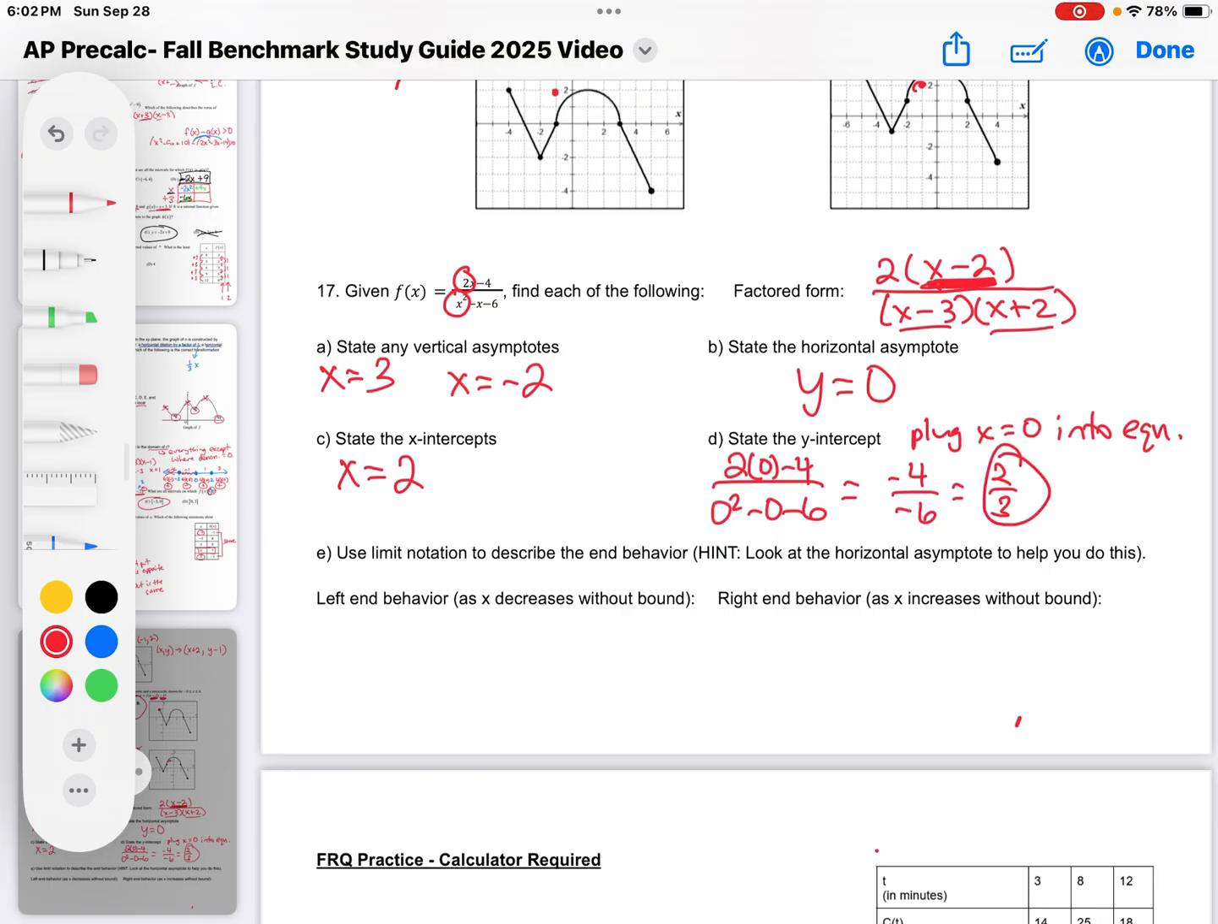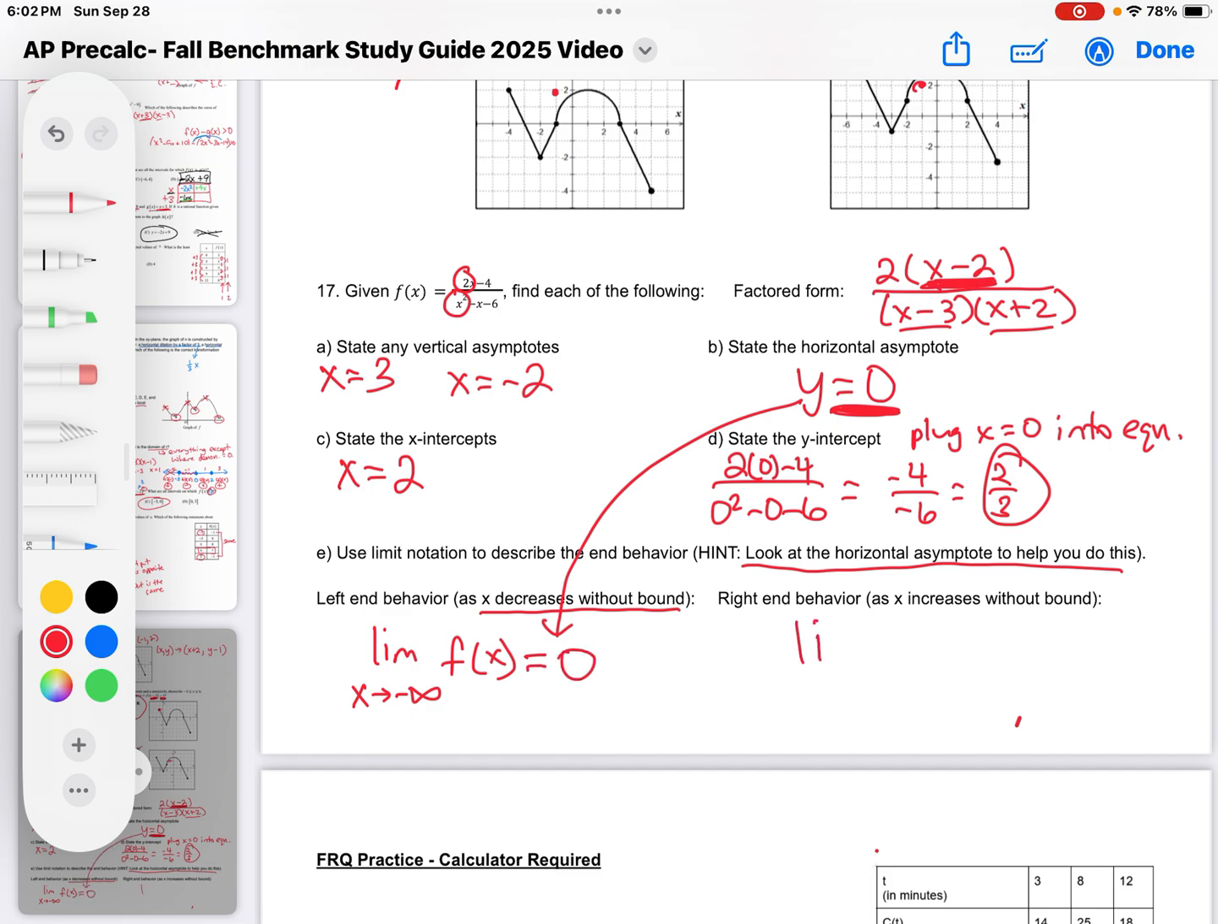All right, for the limit, the end behavior, notice it says the hint, use the horizontal asymptote. Limit as x decreases without bound means limit as x goes to negative infinity. Our function is f of x. And because we have a horizontal asymptote, that horizontal asymptote is the value of our limit. And that is true for both ends of a rational function. So when we do increasing without bound, x is going to infinity. But in the long run, the function will still approach the horizontal asymptote.